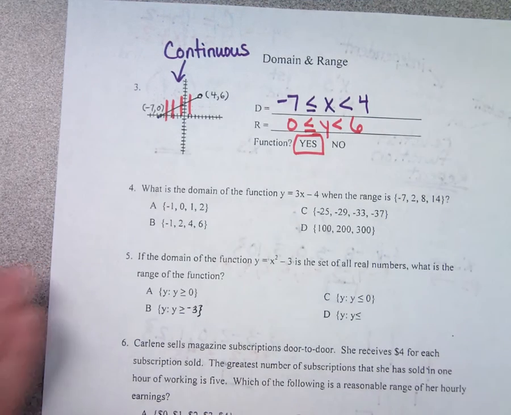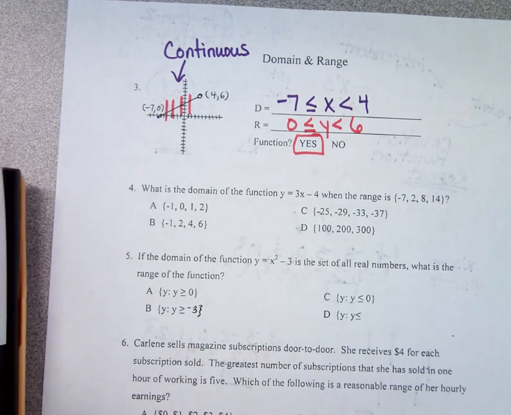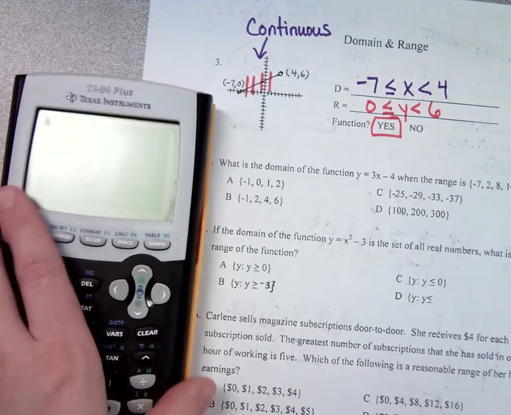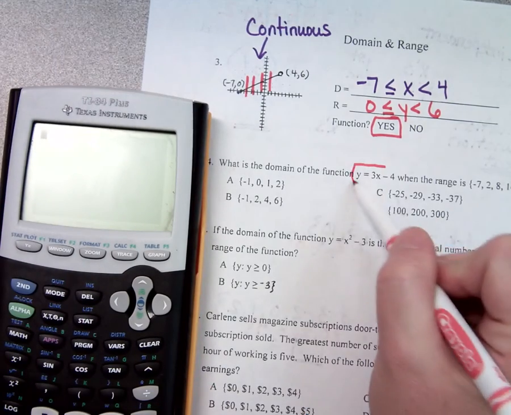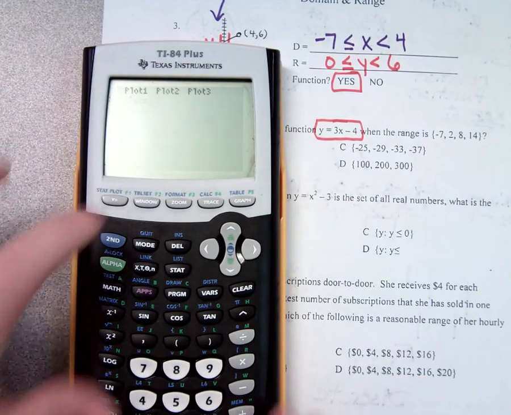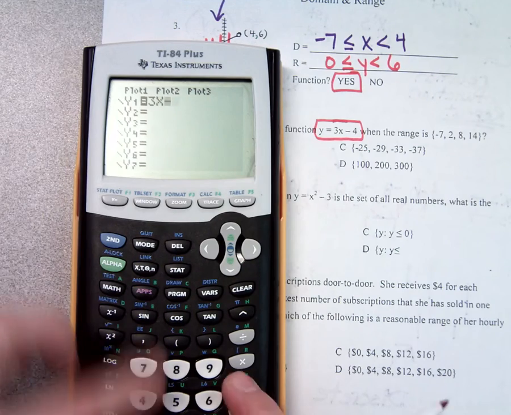Okay, I want to do number 4 and number 5 in the calculator. We could definitely do these by hand, but I want to show you some calculator things as long as I possibly can. So I want to go to the y equals of the calculator, and I want to type that in. So let's go to y equals and type in 3x minus 4.